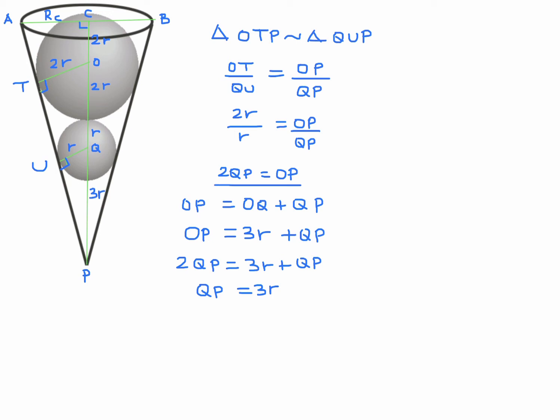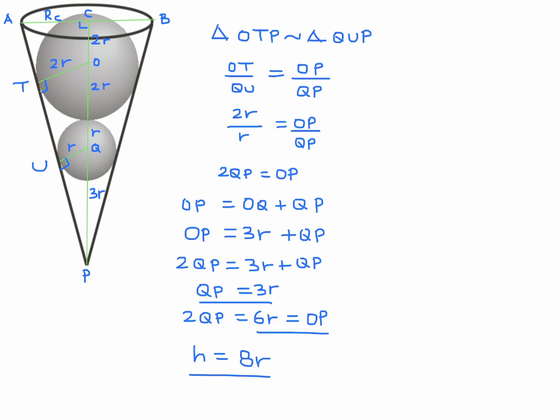And also we know that 2QP is equal to OP. So that means 2 times QP is equal to 6R, and that's equal to OP. So that is OP. Those are two very important findings. Now what's H? The height of the cone. Well, the height of the cone is all the way from C down to P. Let's count now. 2R, 2R, that's 4, 5, plus 3, 8. So the height is 8R.